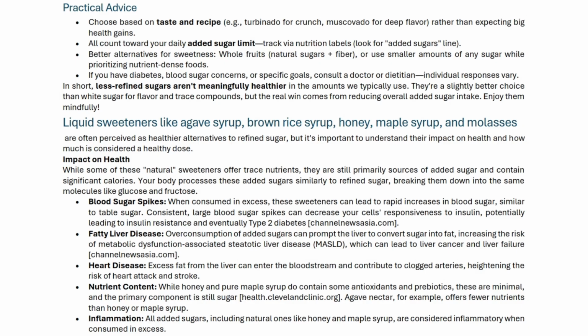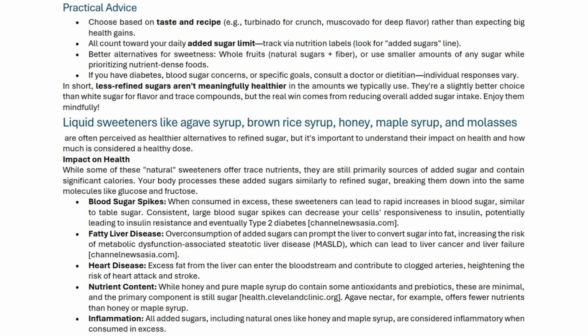Excessive consumption of these sweeteners can lead to significant health issues. They can cause rapid blood sugar spikes akin to those from table sugar, which may reduce cellular responsiveness to insulin over time, potentially resulting in insulin resistance and an increased risk of type 2 diabetes.